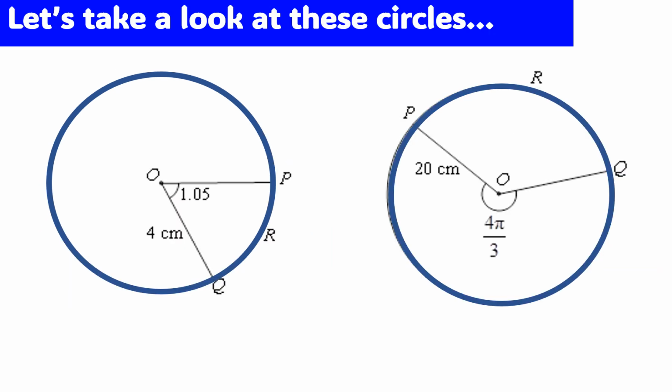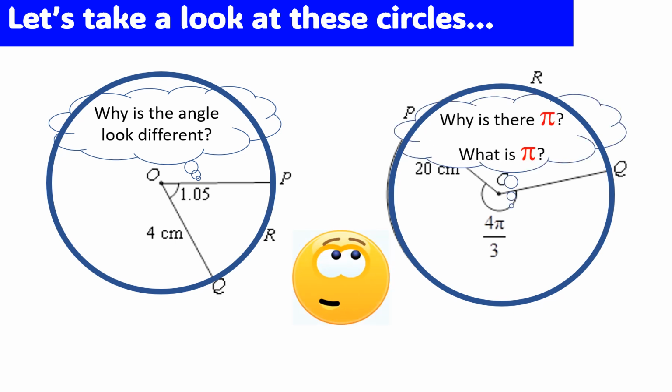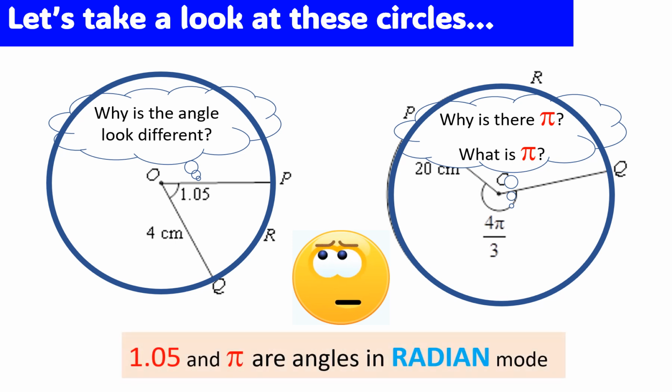Let's take a look at these two circles. What is something different that you notice from these two diagrams? You notice that the angles look different. We have 1.05 instead of what we usually see, like 60 degrees or 65 degrees. Over here the numbers are smaller, 1.05, or sometimes the angle given to you is in terms of pi. Exactly why is that so? In this case, 1.05 and pi are angles that are in radian mode. I also have a short video on how to convert from radian mode to degree mode, so you can check out that video.